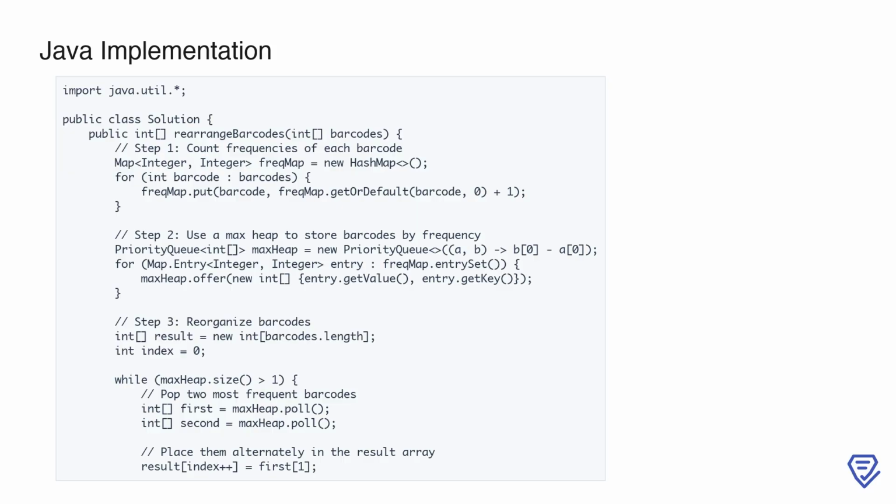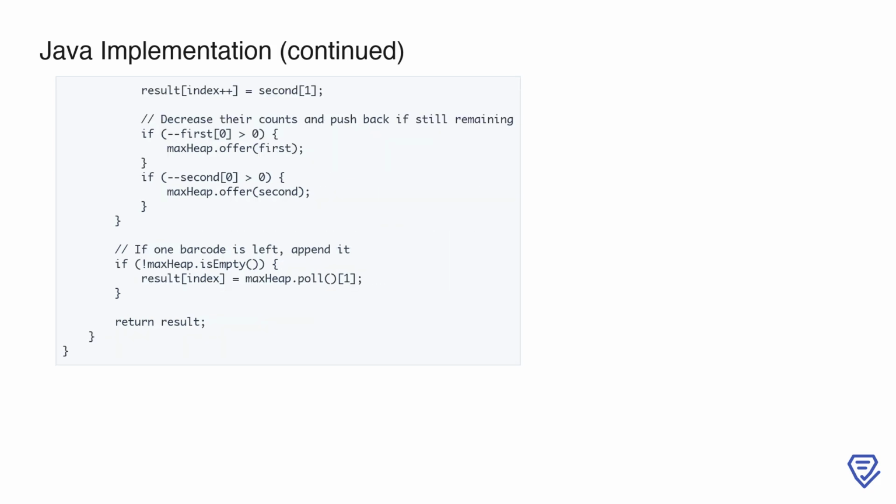Then, we initialize an array called result to store the rearranged barcodes and set up an index variable to track positions as we fill in the array. The main part of the logic begins with a loop where we repeatedly remove the two most frequent barcodes from the heap. These will be placed alternately in the result array, ensuring that adjacent elements are not the same. The process continues by placing the second most frequent barcode in the next position of the result array.